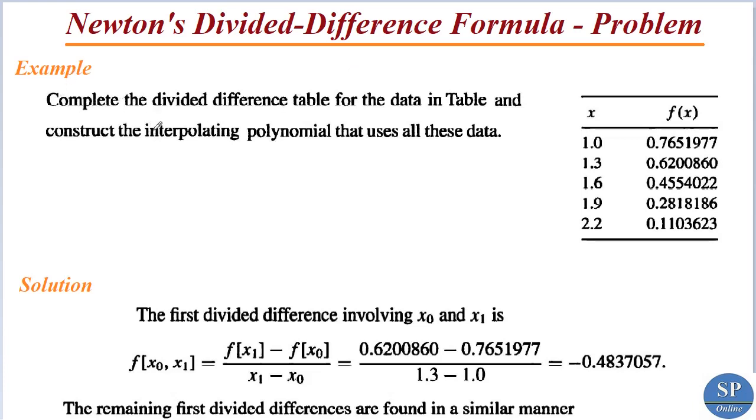Complete the divided difference table for the data in the table and construct the interpolating polynomial that uses all these data. Here we are given 5 points, that is x0 equal to 1, x1 equal to 1.3, x2 equal to 1.6, x3 equal to 1.9 and x4 equal to 2.2, and also we are given the functional values of f at these points. So first we have to construct the divided difference table.